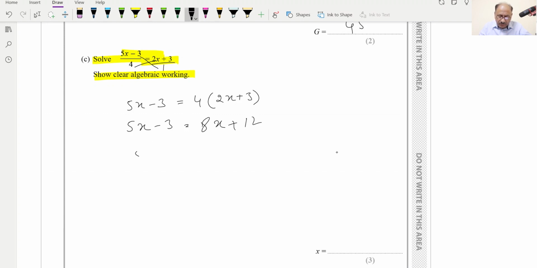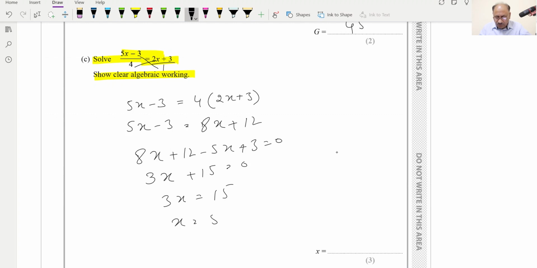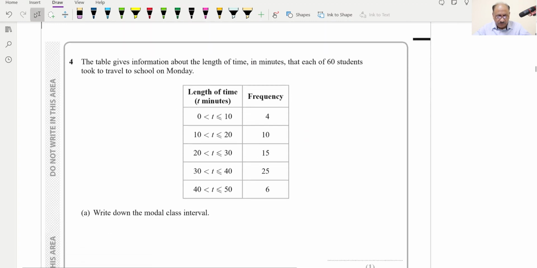This gives us 8x plus 12 minus 5x and plus 3 is equal to 0. So 8 minus 5 is 3, so 3x plus 15 is equal to 0, 3x is equal to minus 15, and x is equal to minus 15 over 3, because we have shifted plus 15 to the other side. So the x value is equal to minus 5. This will be our answer. A 3-mark question, very easy basically.